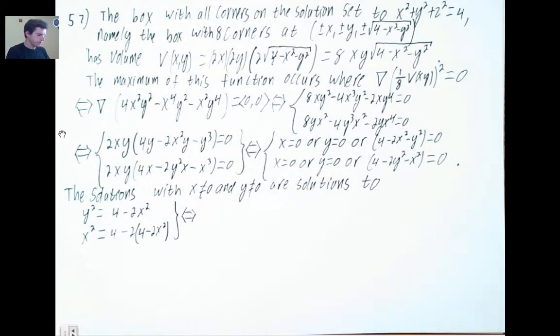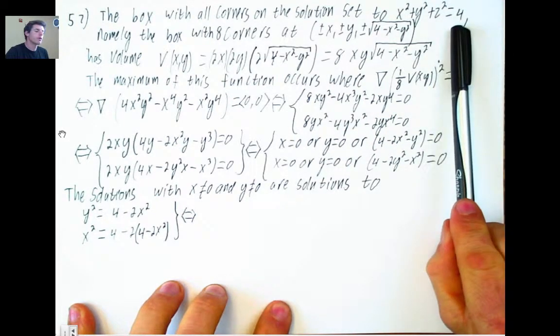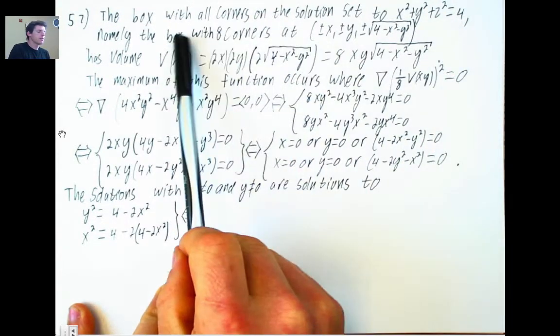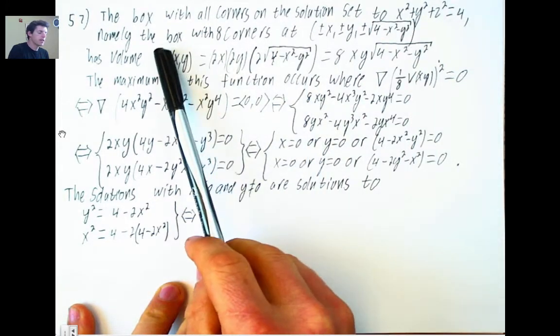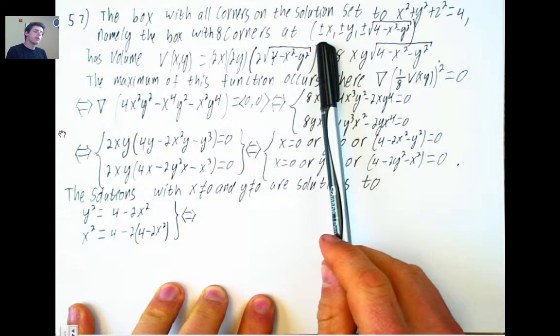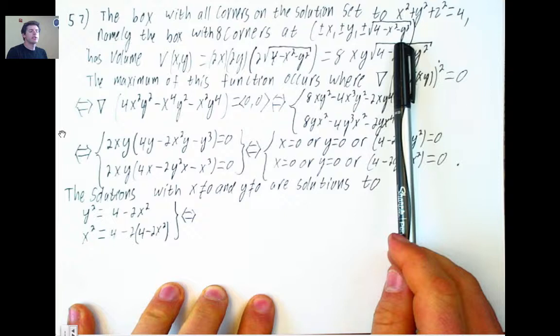Okay, I'm trying to find the box inscribed in the sphere of radius 2, centered at the origin, with the maximum volume. So, first off, I'm going to say the box with all corners on this solution set, and in particular the box with the 8 corners at plus or minus x, plus or minus y, and plus or minus the square root of 4 minus x squared minus y squared.